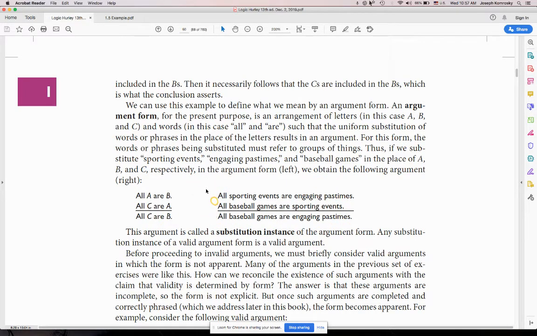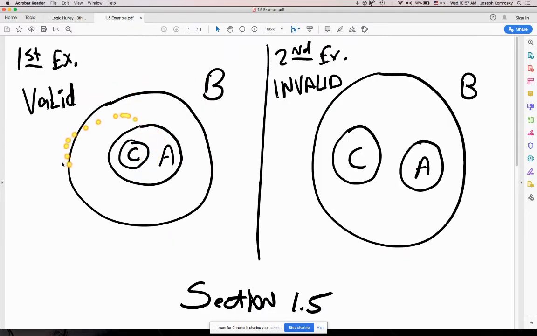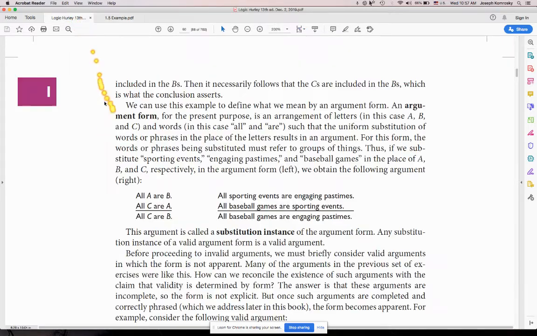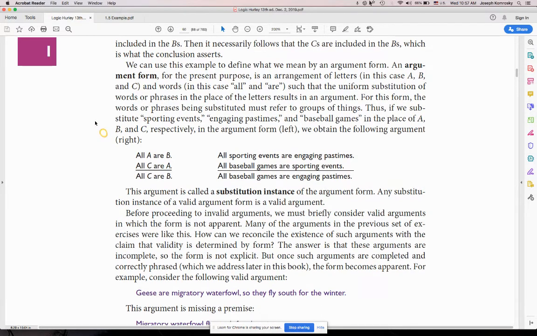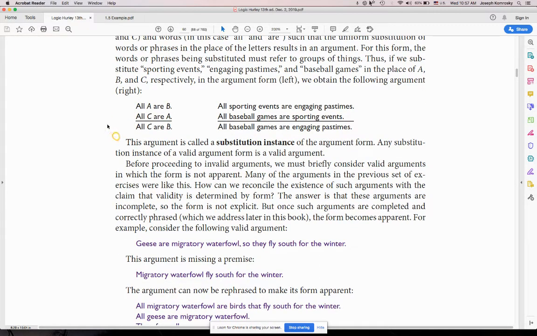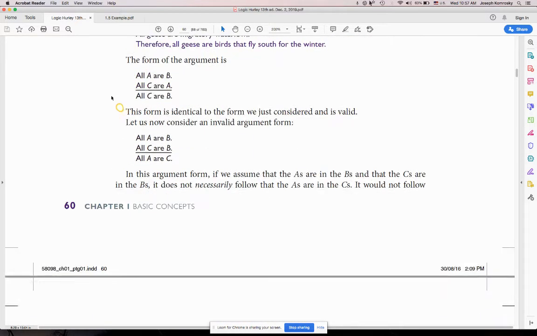So you can look at this, again, as in this circle: sporting events, pastime, baseball, and you can see the connections there, okay? So like I said, you could do it with many, many things. And he said this argument is called the substitution instance. So you actually don't have to know anything about, yeah, let's just hold that thought. I will come back to this, but let's go down here and look at a bad form.